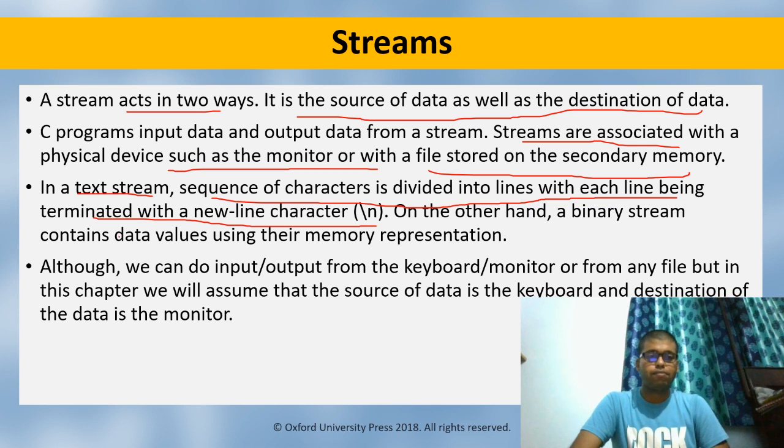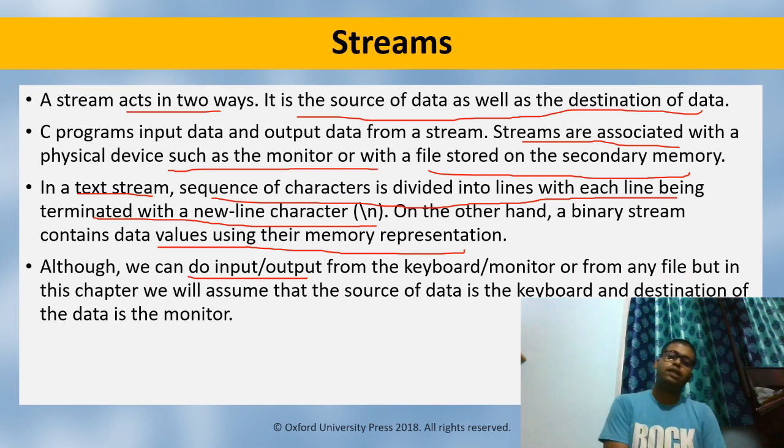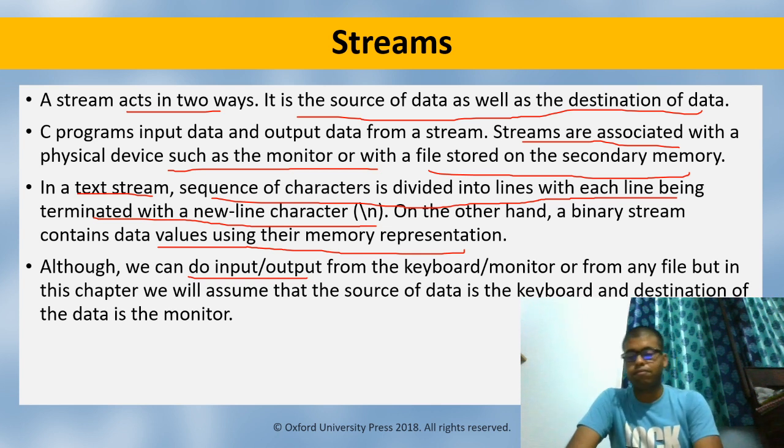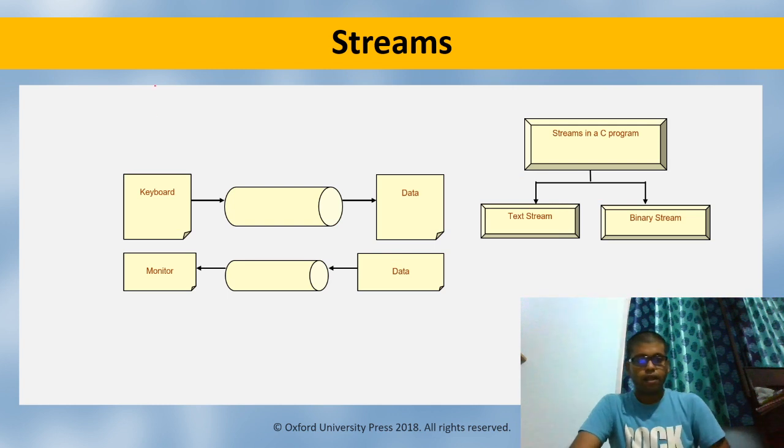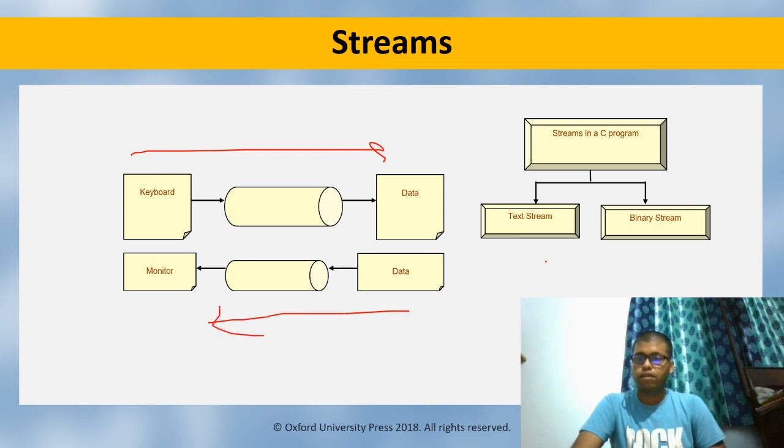On the other hand, a binary stream contains data values using the memory representation. Although we can do input and output from the keyboard, monitor, or any file, this chapter will assume that the source of data is the keyboard and the destination of data is the monitor. So we generally consider the data source to be the keyboard and the destination to be the monitor. Accordingly the stream is present there. Here is the pictorial representation: keyboard data is the input stream, and the output stream is data to monitor. And this can be of two types, text streams and binary streams.